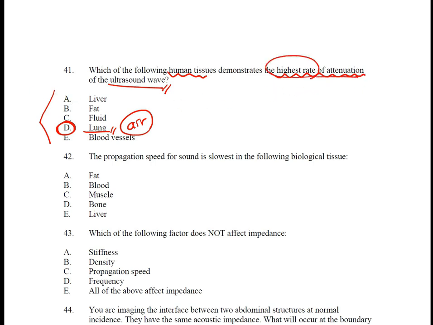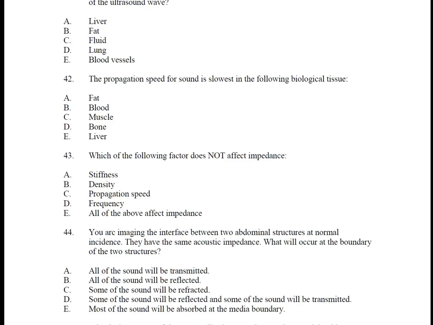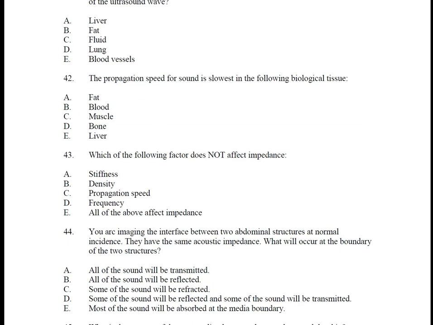Next, let's look at problem number 42 below. Looking at the problem, it asks you to select the tissue with the slowest propagation speed. Let's write down the propagation speeds next to each one. Option A is 1460 and blood is 1560. Muscle is about 1600 and the fastest bone is around 4000. Liver can be explained as 1555.